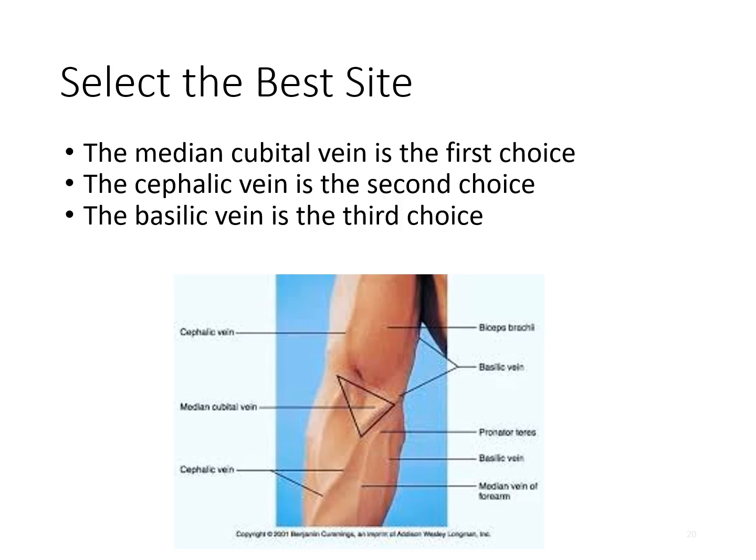Selecting the best site. So the best site for a venipuncture is the median cubital vein. That's going to be your first choice. As you can see in the picture there, it's right in the middle. It's nice looking, on this diagram at least, right? That's the one you want to go for. The second one is going to be your cephalic vein, and then your third choice is your basilic vein.